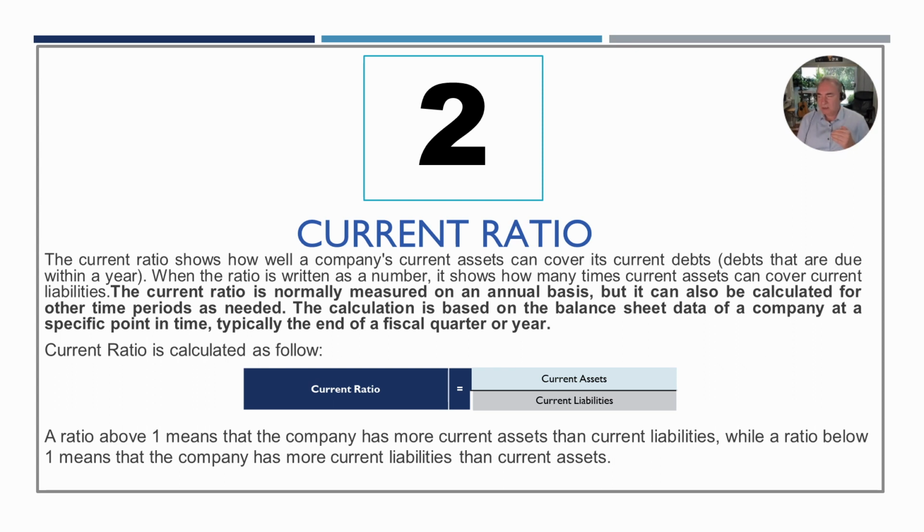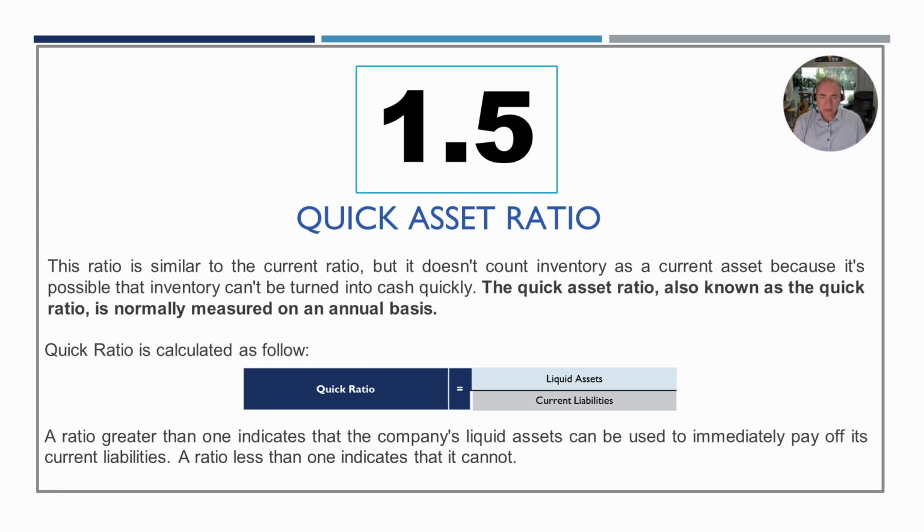You should always be in a position where your assets are more than your liabilities. And it's usually measured in a year, but obviously you can measure it in any amount of time that you like. Then we've got quick asset ratio.